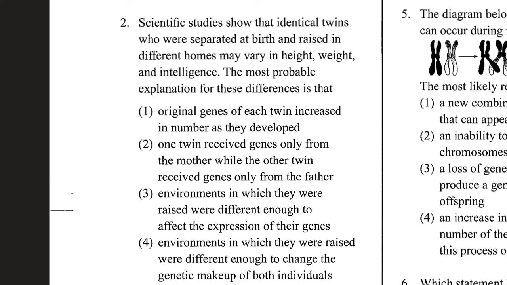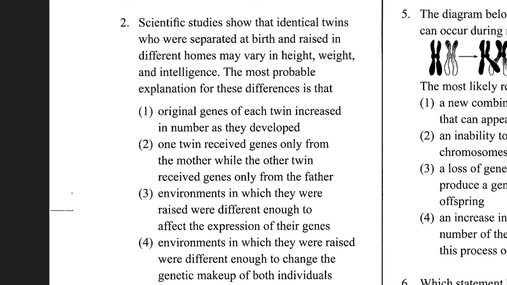Question 2. Scientific studies show that identical twins who were separated at birth and raised in different homes may vary in height, weight, and intelligence. The most probable explanation for these differences is that.